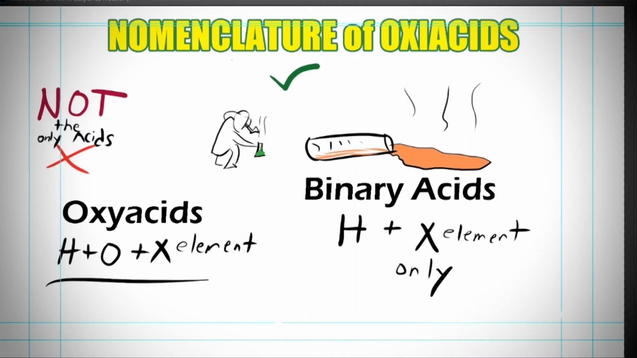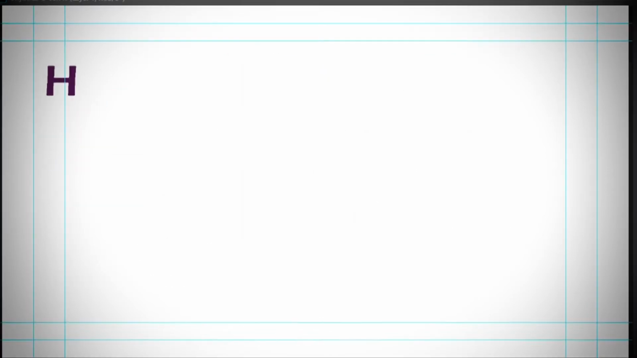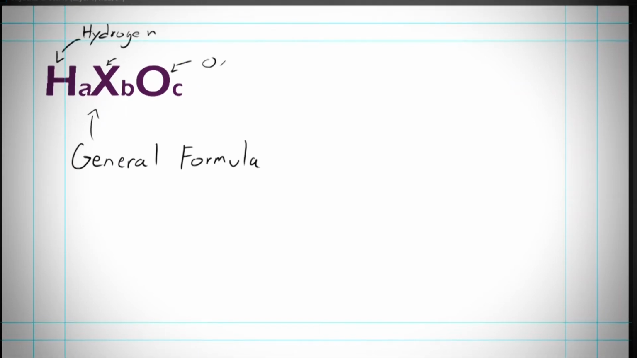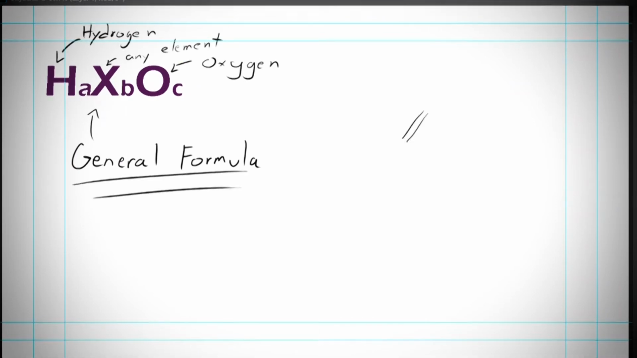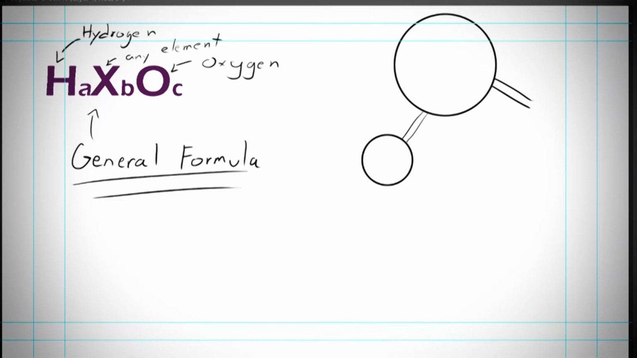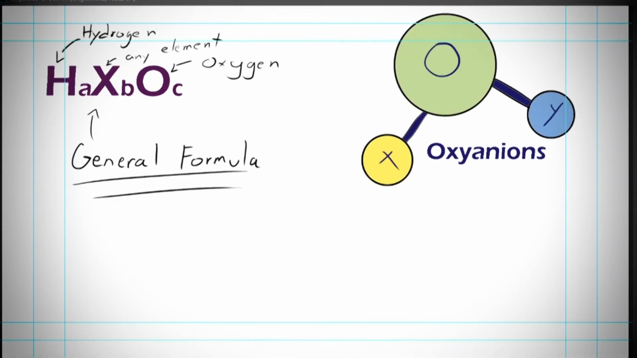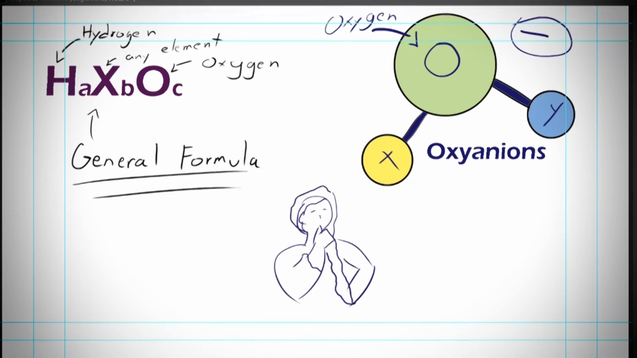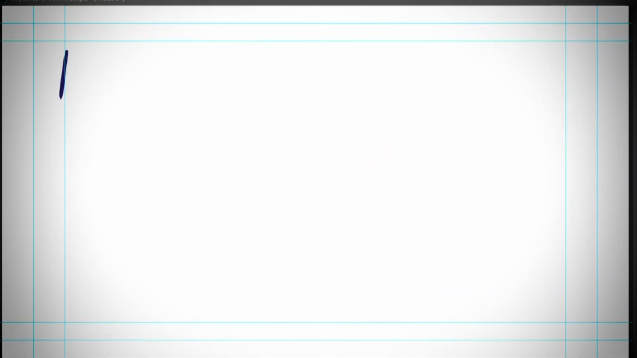Before naming oxyacids, we must first be able to recognize them by the general formula HAXVOC. In addition, to make this easier for us, we need to familiarize ourselves with a type of polyatomic ion called oxygen ion. Oxygen ions are just negatively charged molecules that contain at least one oxygen. To begin with the naming of oxyacids, for example, H3PO4.